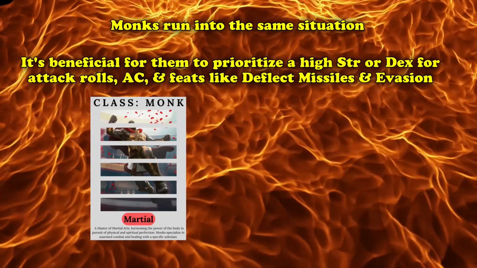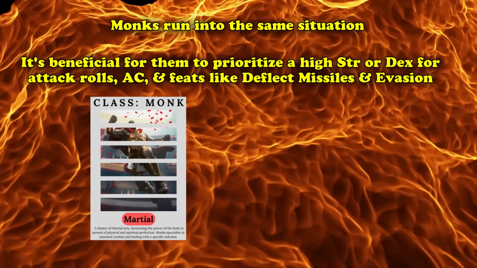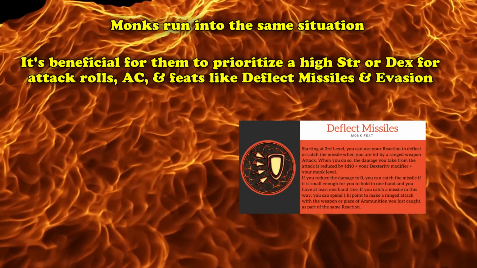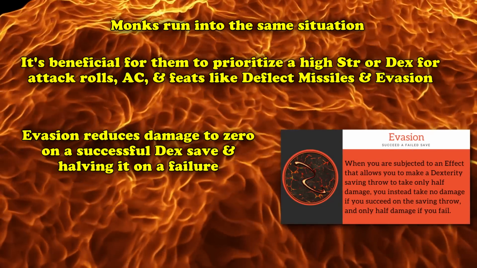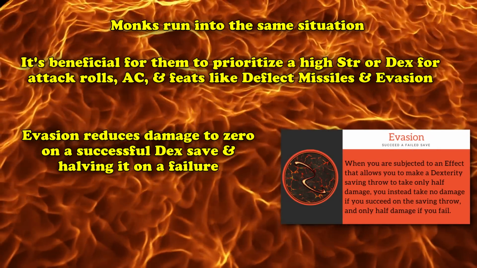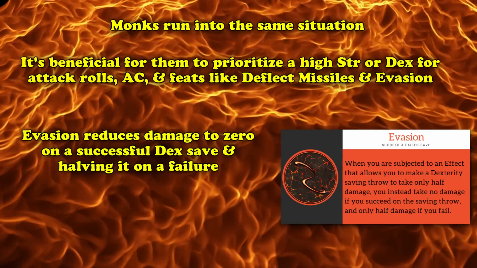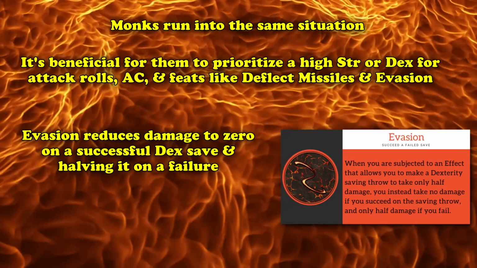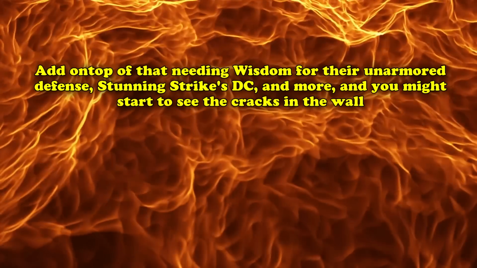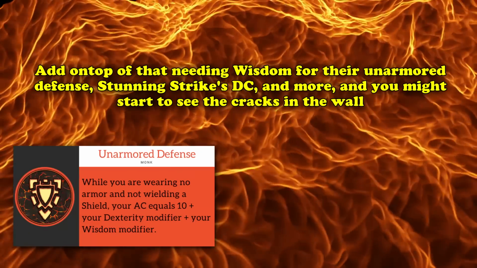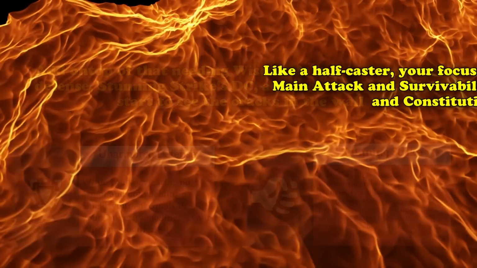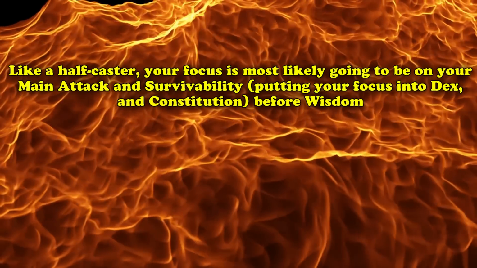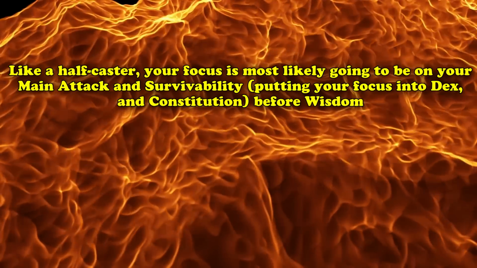They want to have high strength or dexterity for their attack rolls, AC, and deflect missiles features that also lets them add the dexterity modifier to damage reduction, as well as your evasion feature, which is excellent for surviving things that force you to make a dexterity saving throw, reducing all damage from that score to 0 upon a success, while halving the damage on a failure. Monks also need good wisdom for their unarmored defense feature, and saving throw DC for things like stunning strike and other abilities that they might learn. So, just like a half-caster, you're already going to prioritize your main attack and survivability before your wisdom in most cases.